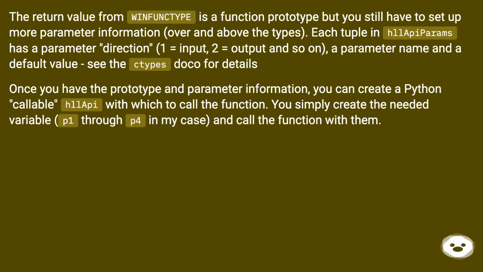Once you have the prototype and parameter information, you can create a Python callable API with which to call the function. You simply create the needed variable, P1 through P4 in my case, and call the function with them.